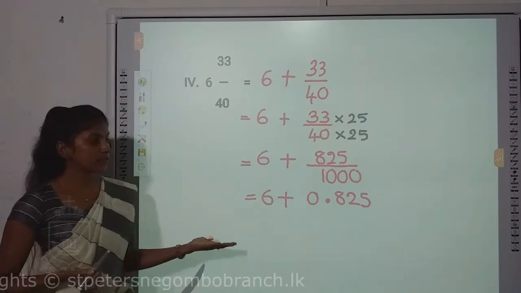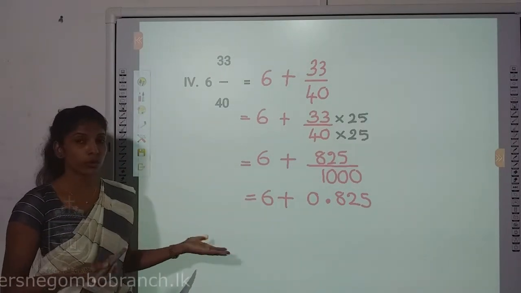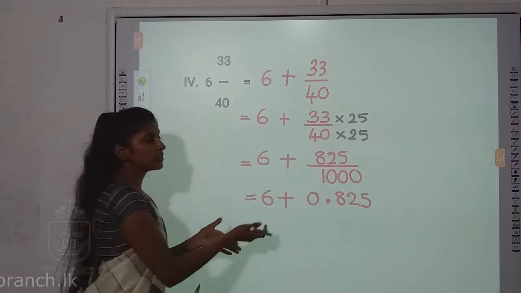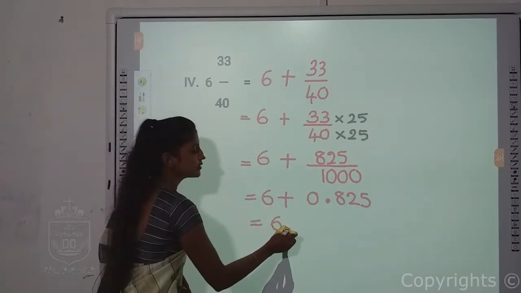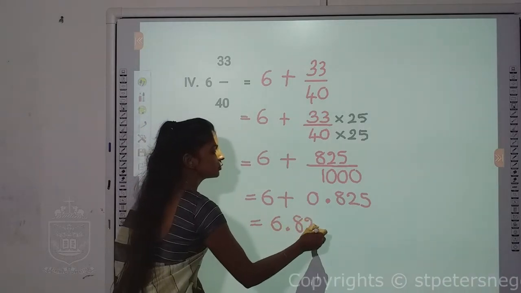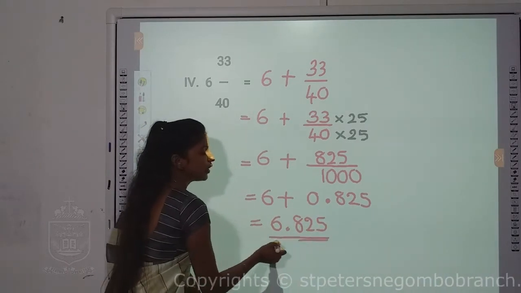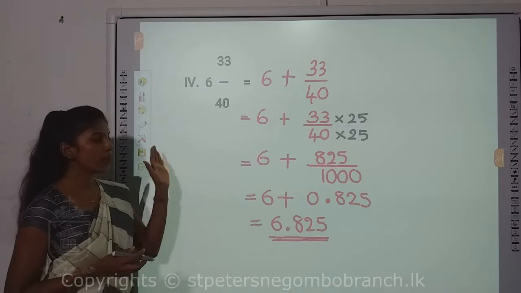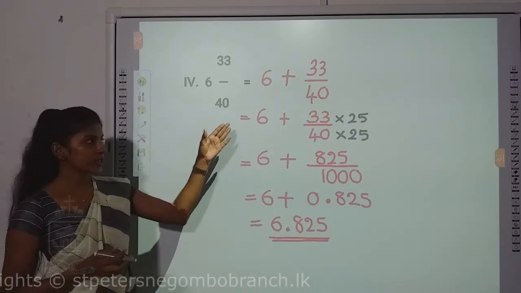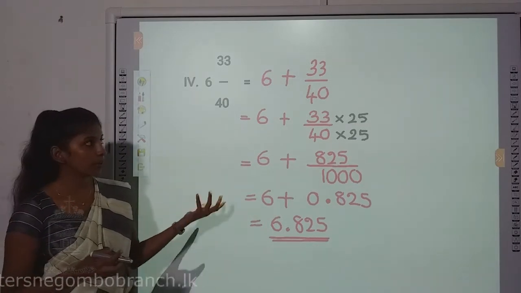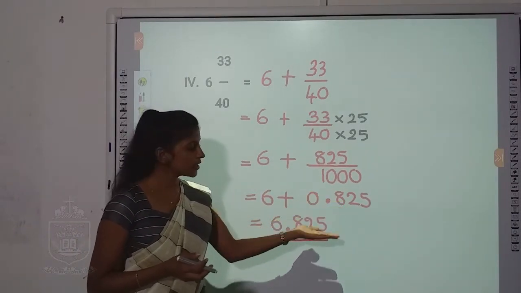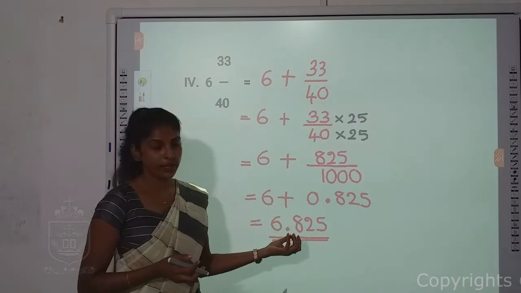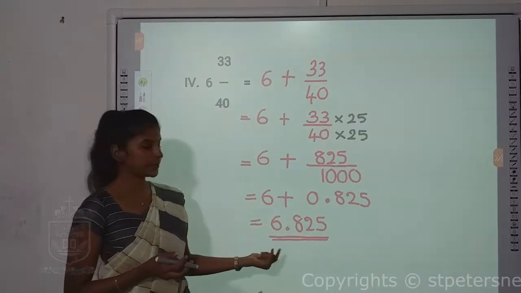Now what's the final answer? Is this the final answer? No, you have to add the whole number part and the decimal, and then our final answer will be 6.825. So this is the way of converting a mixed number into a decimal. Separate out the whole number part and the fraction, and for the fraction part make the equivalent fraction, and then add the two values, so you will get the decimal number.